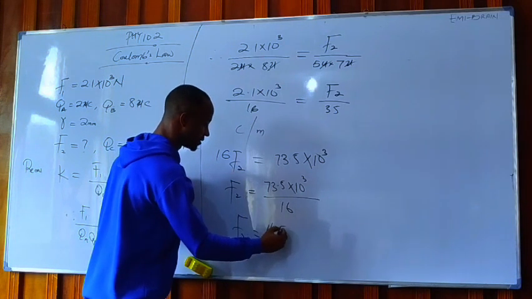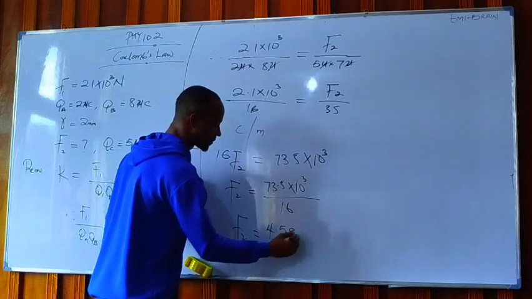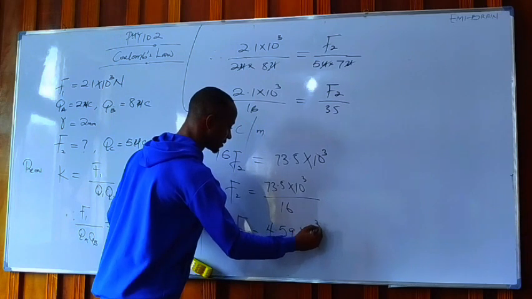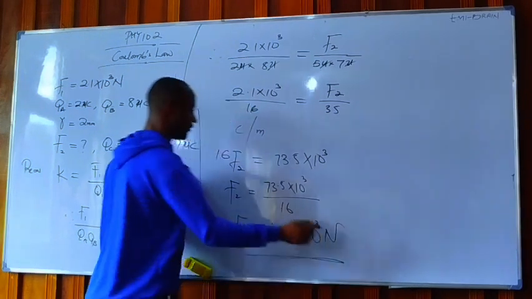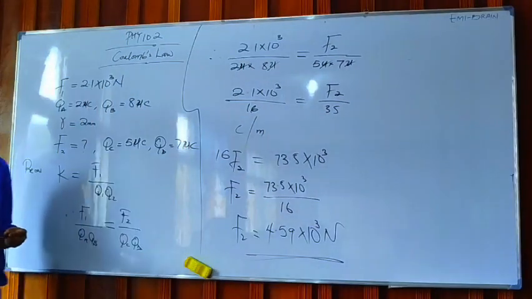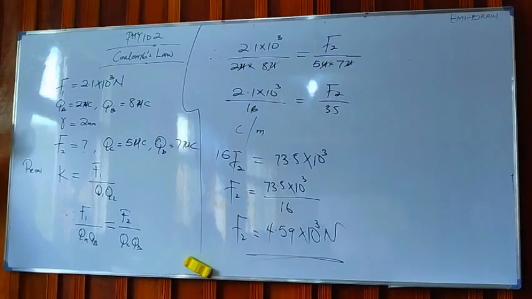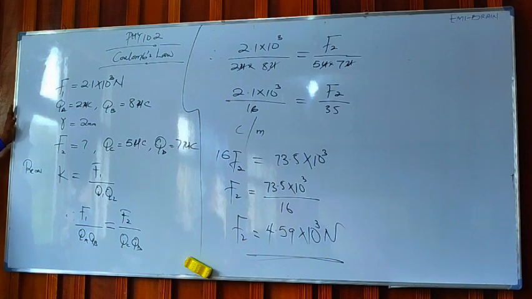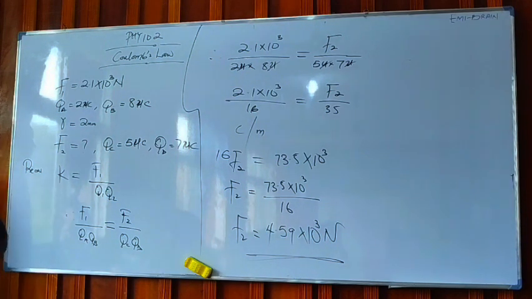F2 is 4.59 times 10 power 3 Newton, or 4.6 times 10 power 3 Newton. You can check here. When you get back to your house, make sure you master this.